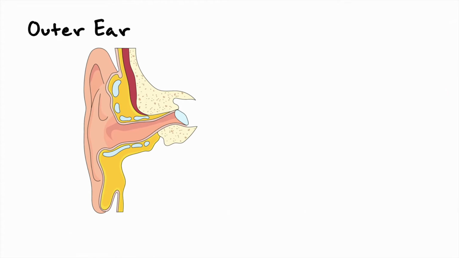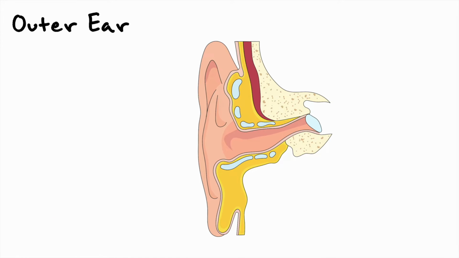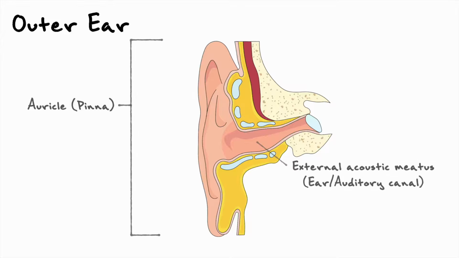Let's start with the outer ear and work our way towards the inner ear, where we will naturally be able to cover the transduction mechanisms. So, the two main components that make up the outer ear are the auricle, which is also called the pinna, and the external acoustic meatus, which is often also called the ear canal or auditory canal.